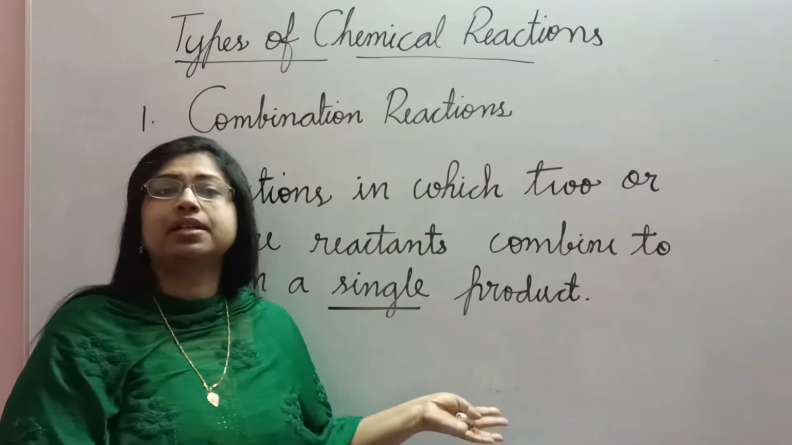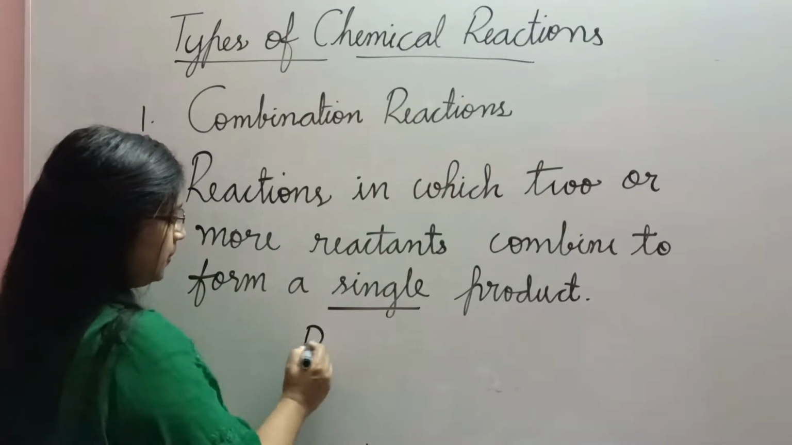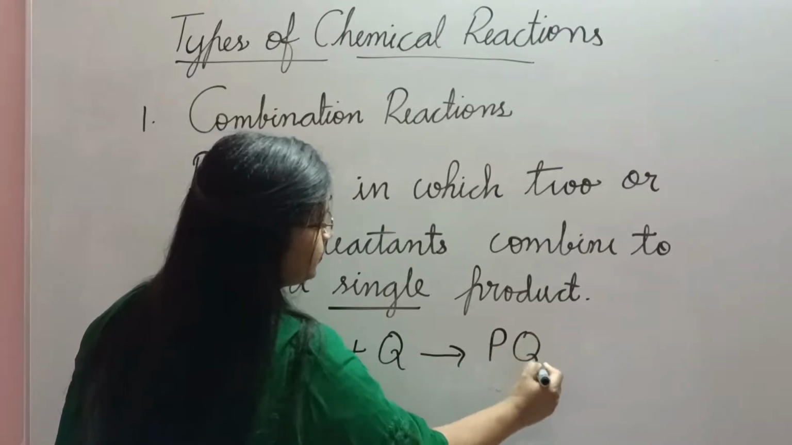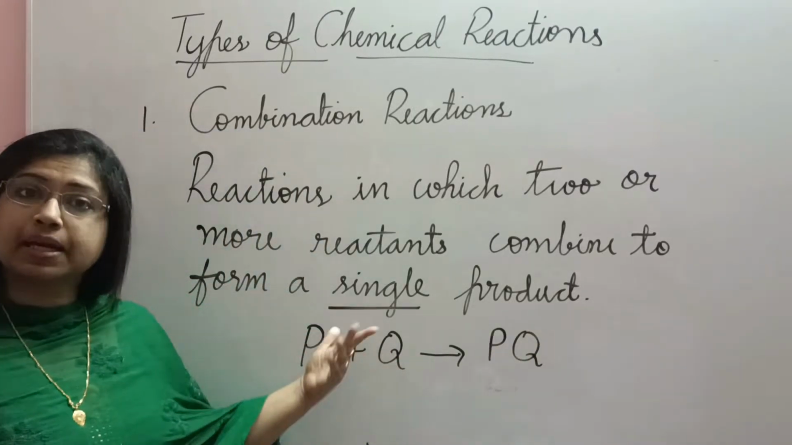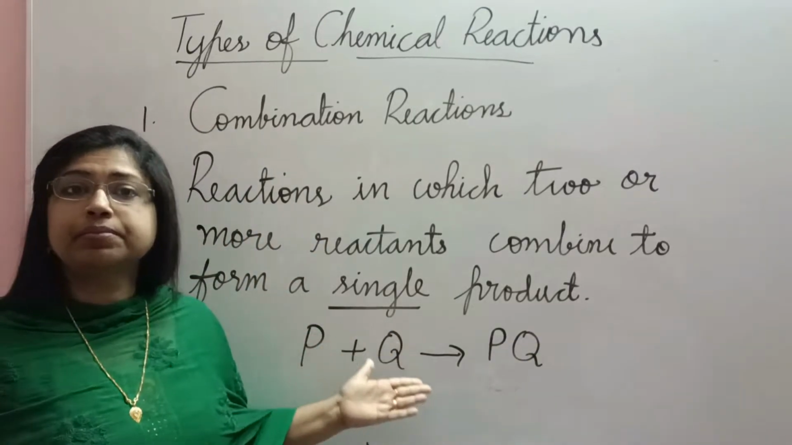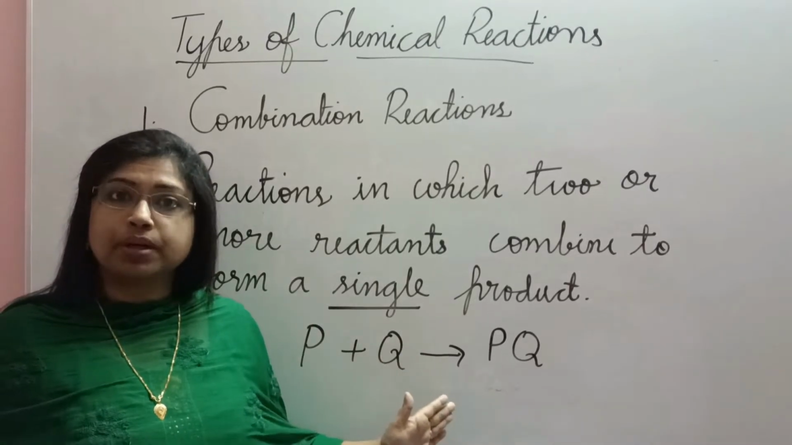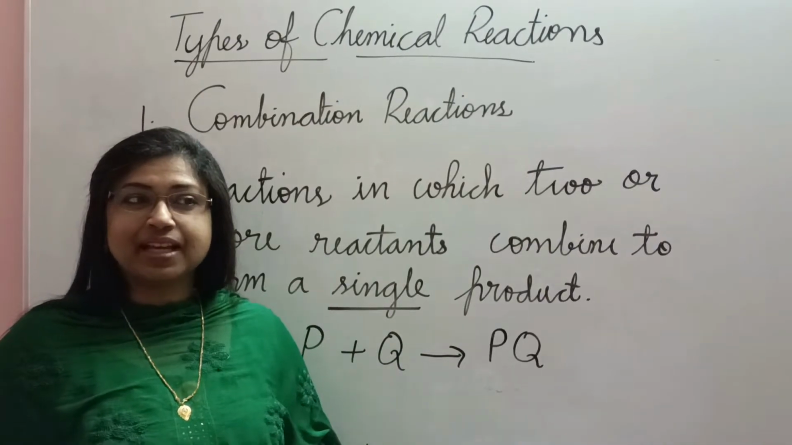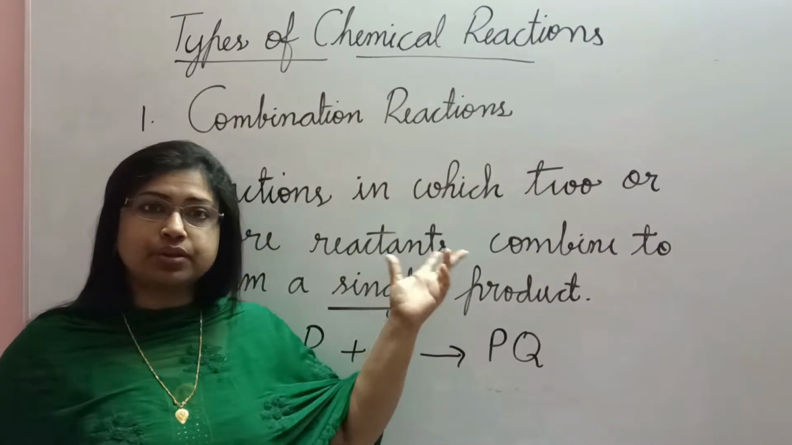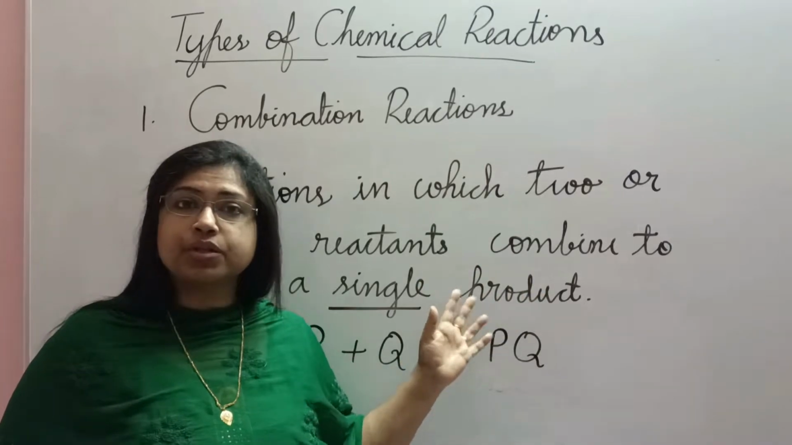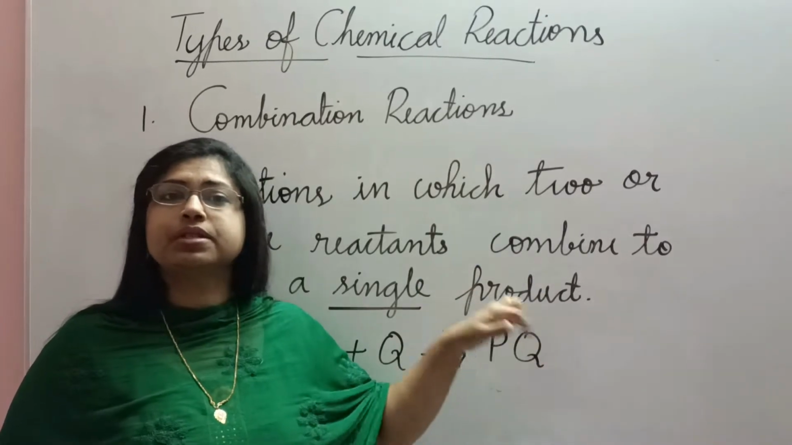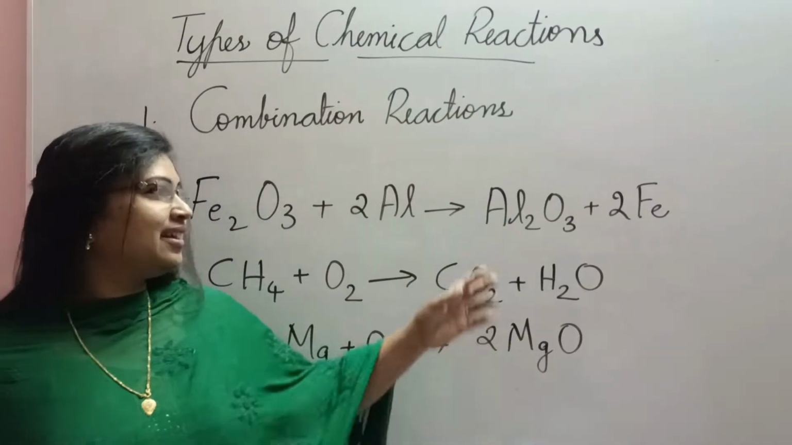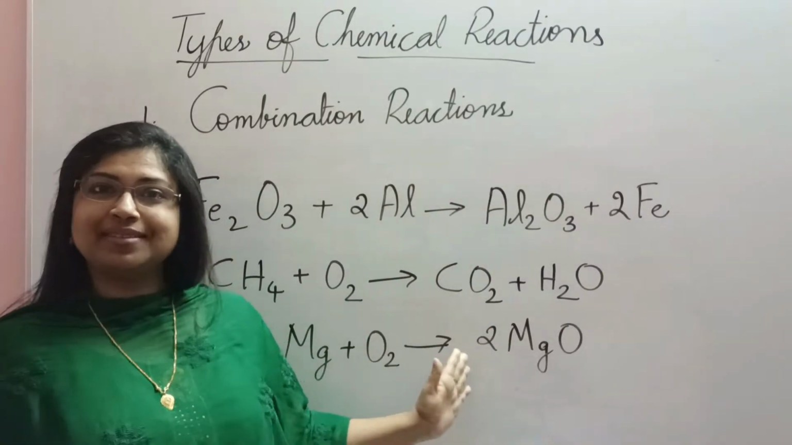So it can be generally represented as P plus Q giving PQ. P and Q can be any reactants. Let them be elements, let them be compounds, but we will get only a single product. So I will write down 2 or 3 chemical equations here. Identify which one is a combination reaction. Okay? Now, examine these reactions carefully.